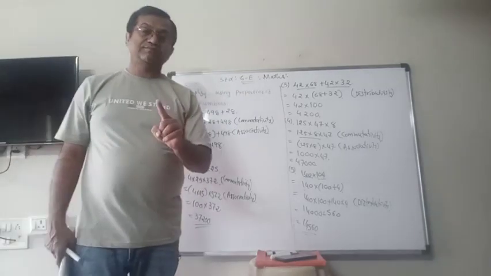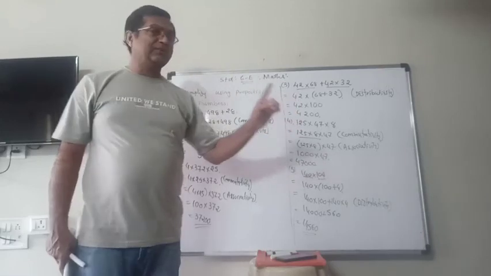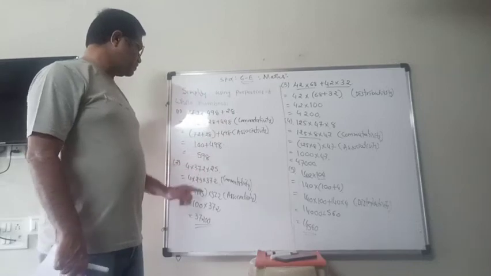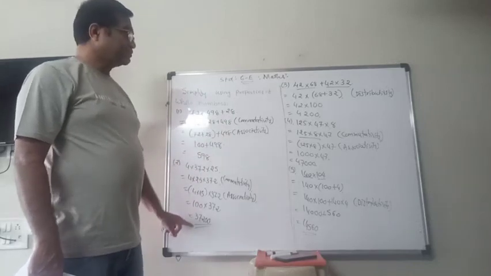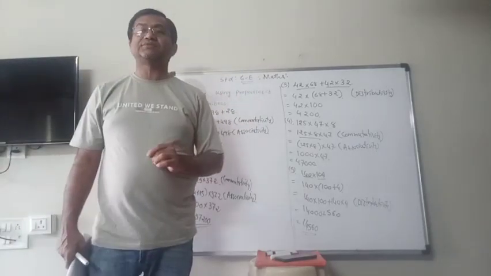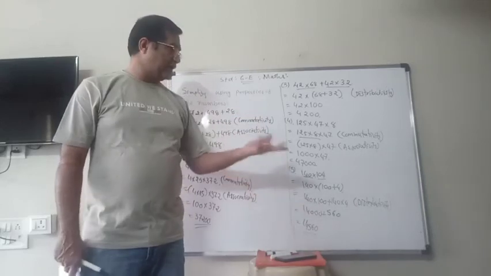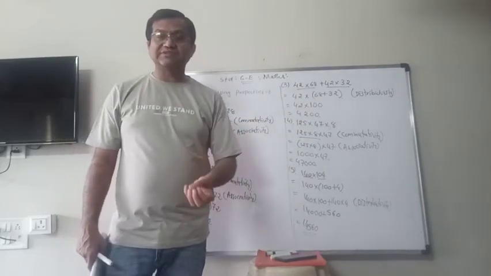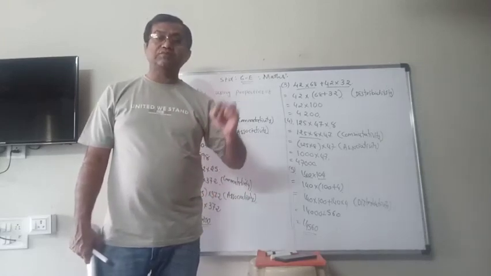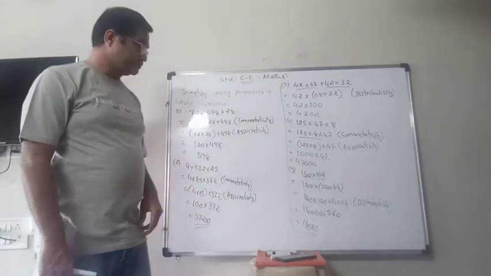But remember, when it is written that using properties, and if you do direct multiplication and addition, I will not give you any marks. Because you have to use the properties. Otherwise you will do it with the calculator and directly write down the answer. It is not allowed. And therefore you have to use the properties compulsorily.